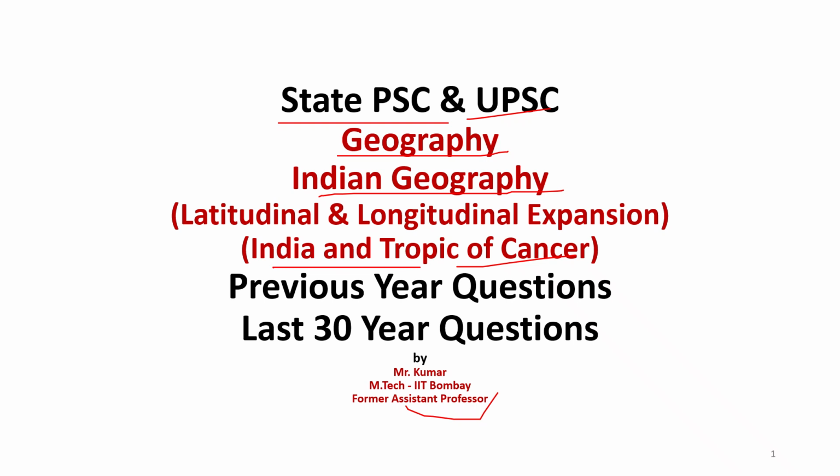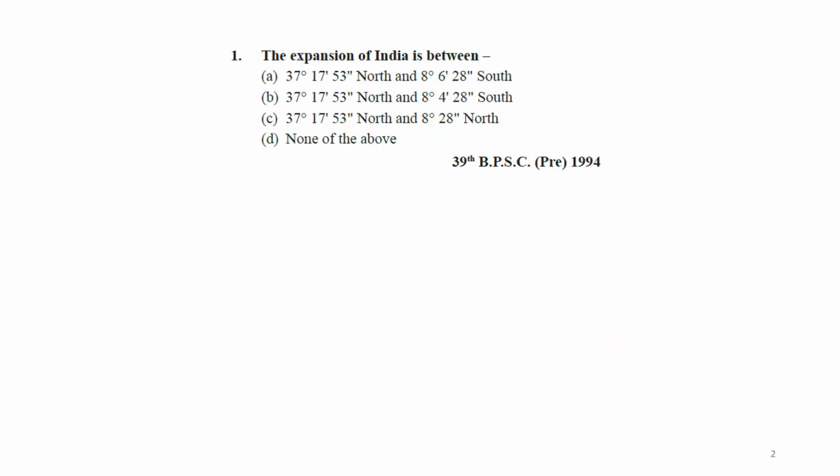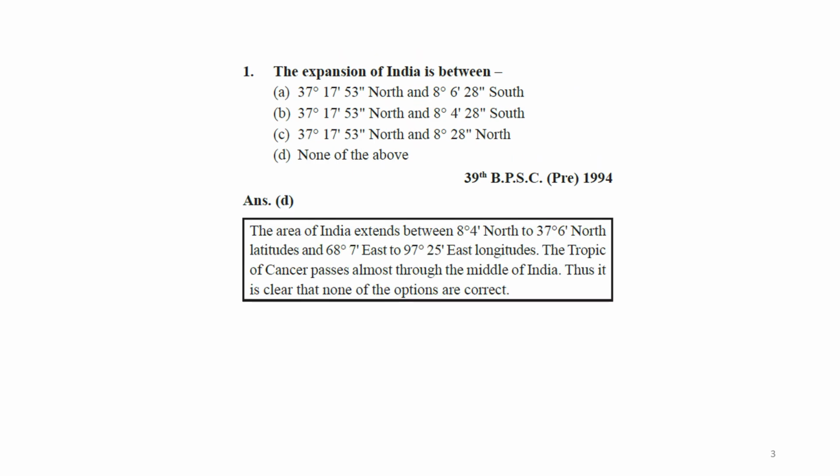So let's see today's questions. The first question, based on the topic of cancer, is about the expansion of India being between certain values, north and south. You can see the options here. Whatever option is given is all wrong.